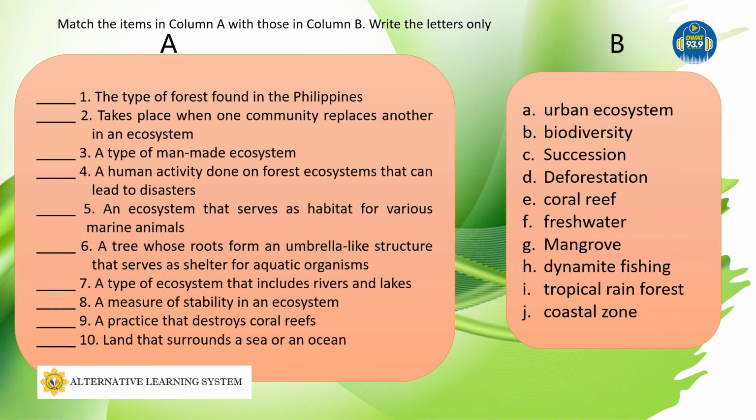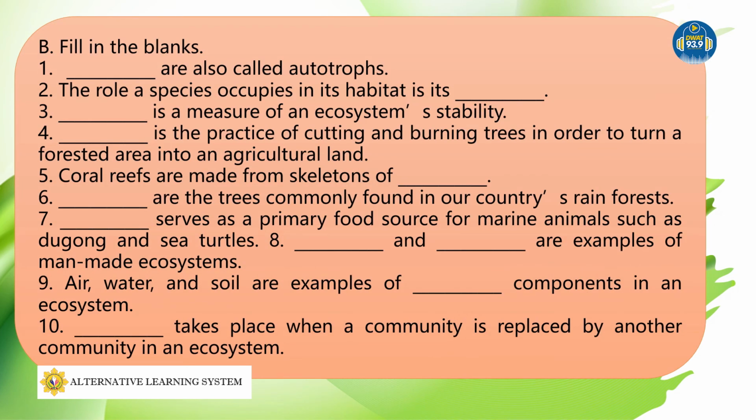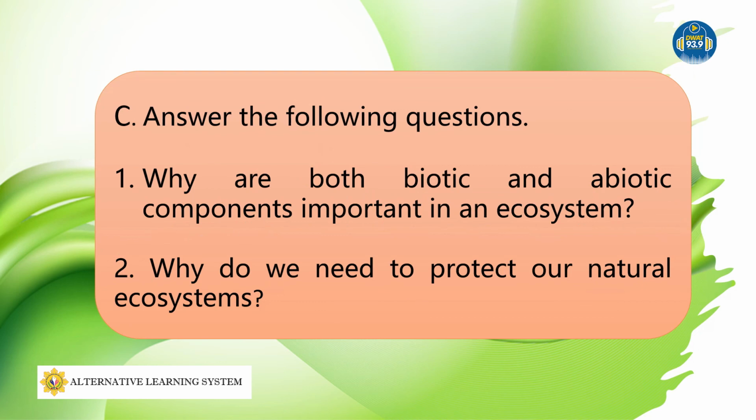Match the item in column A with those in column B. Write the letter only. Activity B, fill in the blanks. Write your answer on the space provided. And last, activity C. Answer the following questions. Number 1. Why are both biotic and abiotic components important in an ecosystem? And number 2, why do we need to protect our natural ecosystem? Write your answer on a piece of paper.